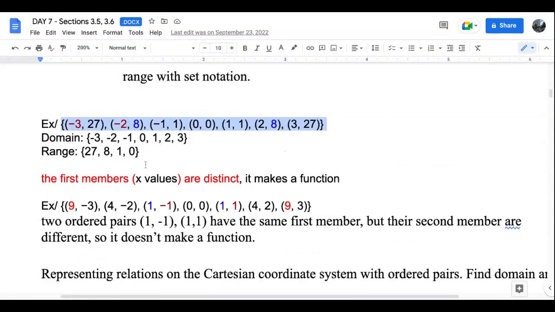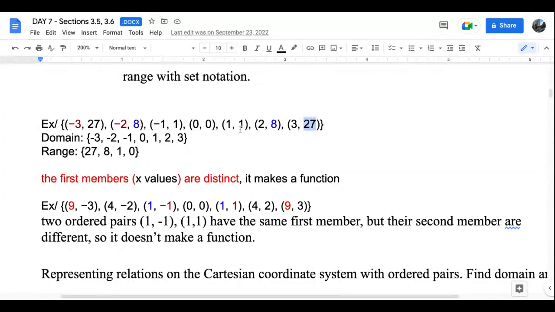So this is the domain. Domain is the set of the first members in the ordered pairs. So we see -3, -2, -1, 0, 1, 2, 3, right? So we put all those first members in set notation. That's the domain of this relation. The range is the second member in the ordered pair: 27, 8, 1, 0, 1, 8, 27.